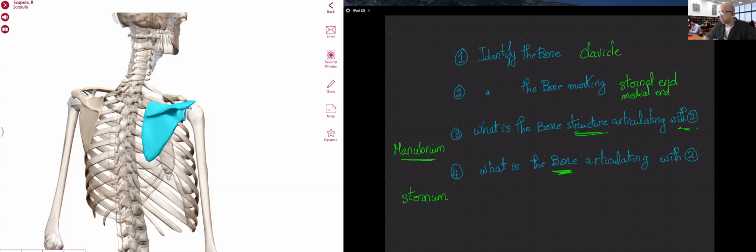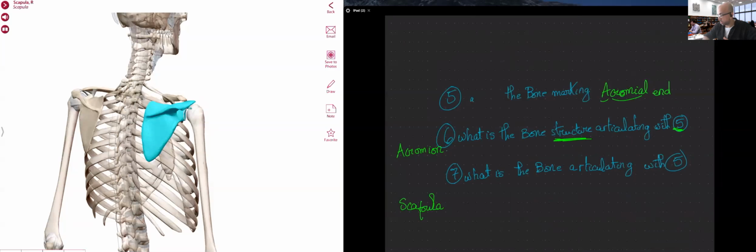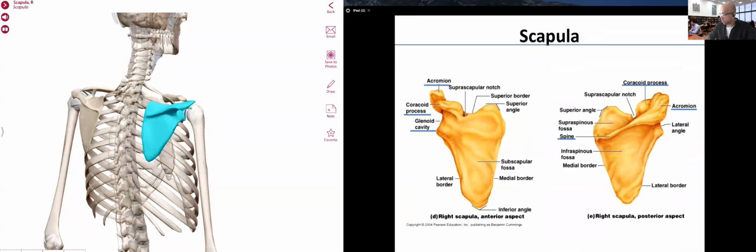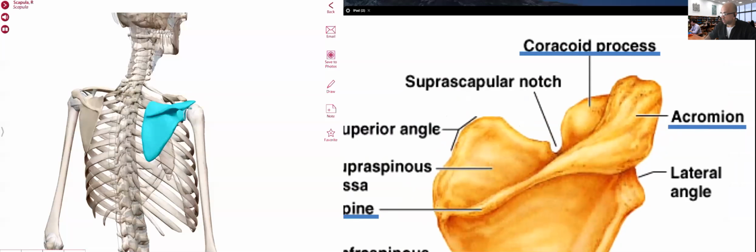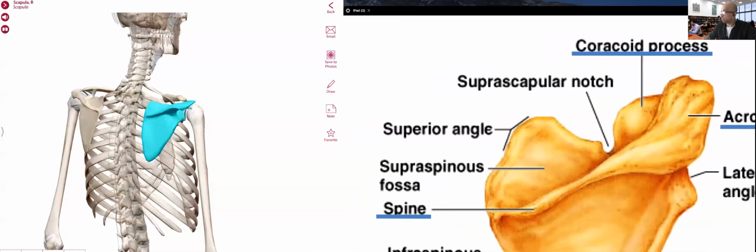Yes, you need to pay attention to the question. You need to read the question and answer exactly what the question is asking about. Number 6 on here, what is the bone structure articulating with 5? And 5 was the acromial end, so it was the acromion. So you see here, the acromion is this bony process.